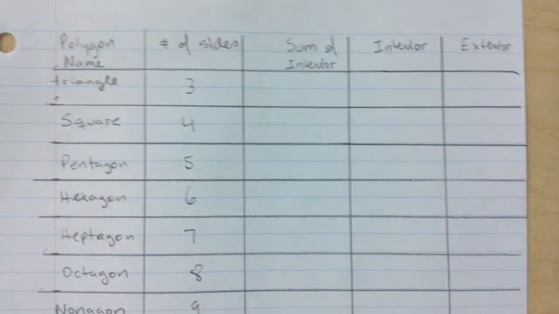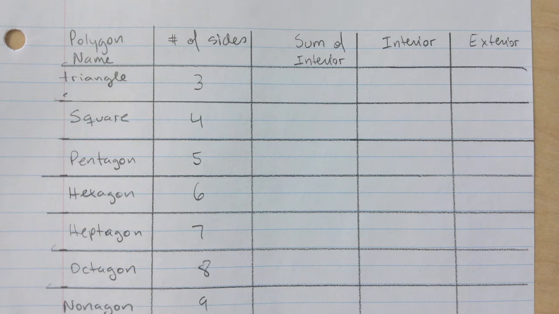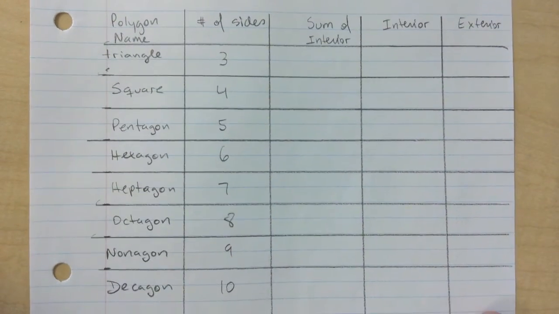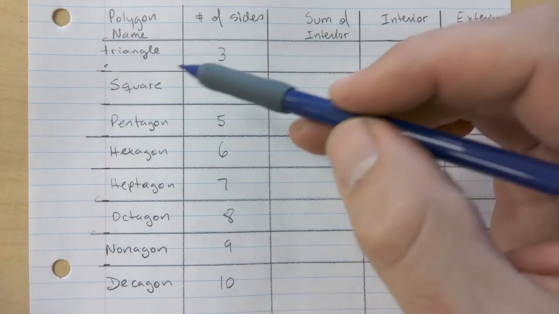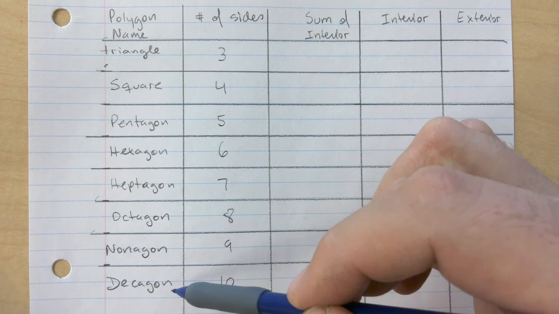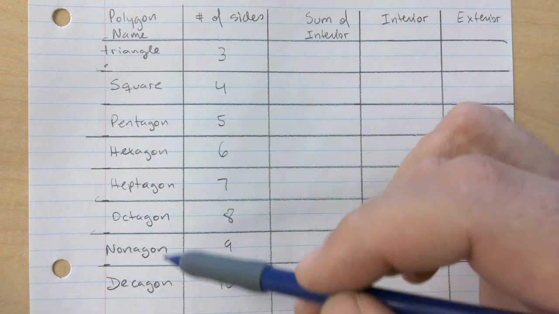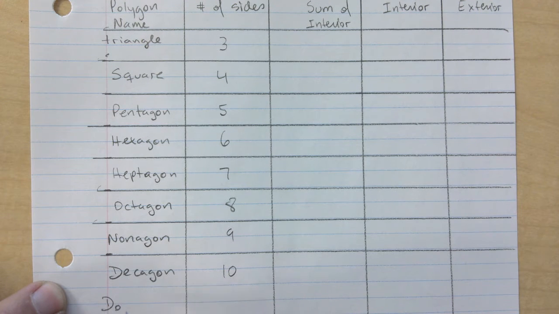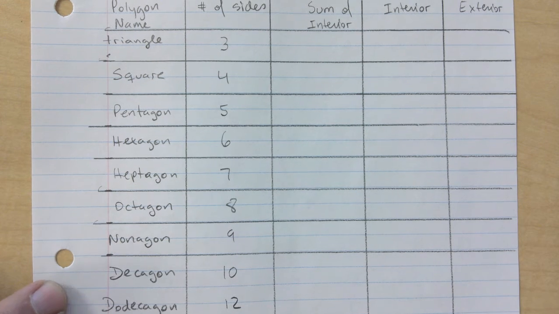But on your study sheet, I'm gonna ask you to do this, okay? You need to know the names up to a decagon. Actually, I'm going to add dodecagon. What happened to the 11-sided? There is no name that I know of.